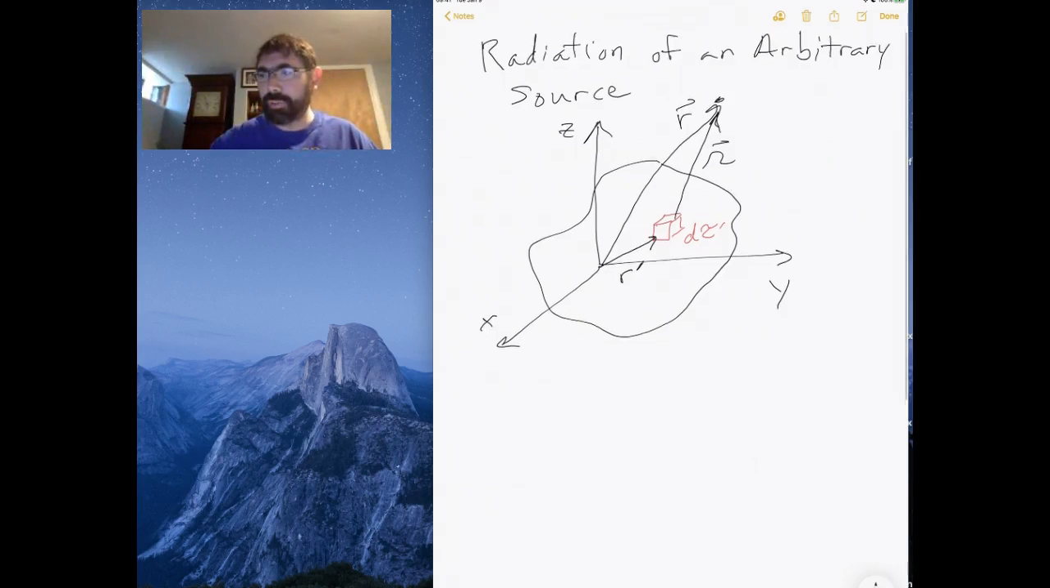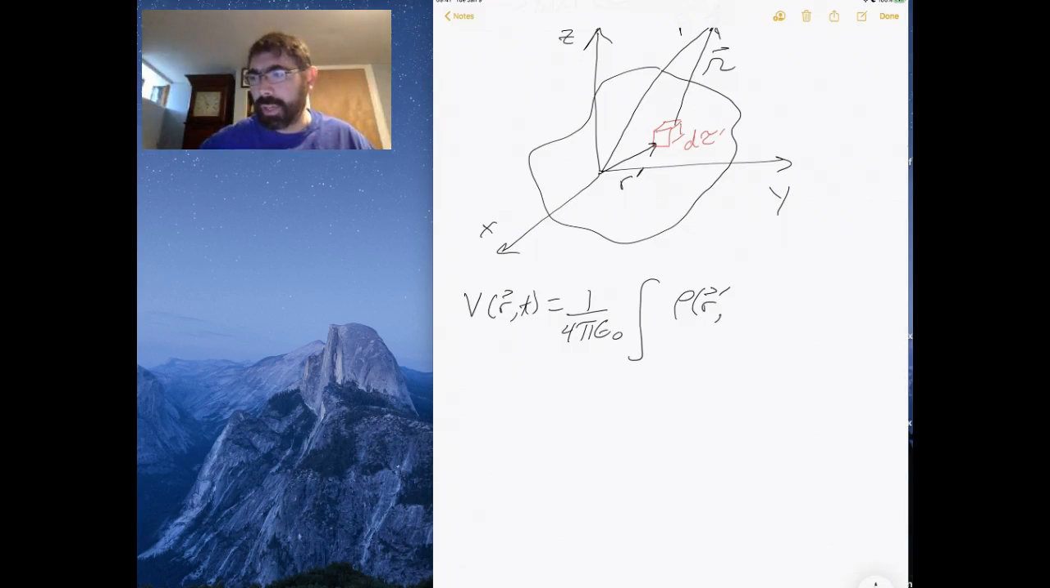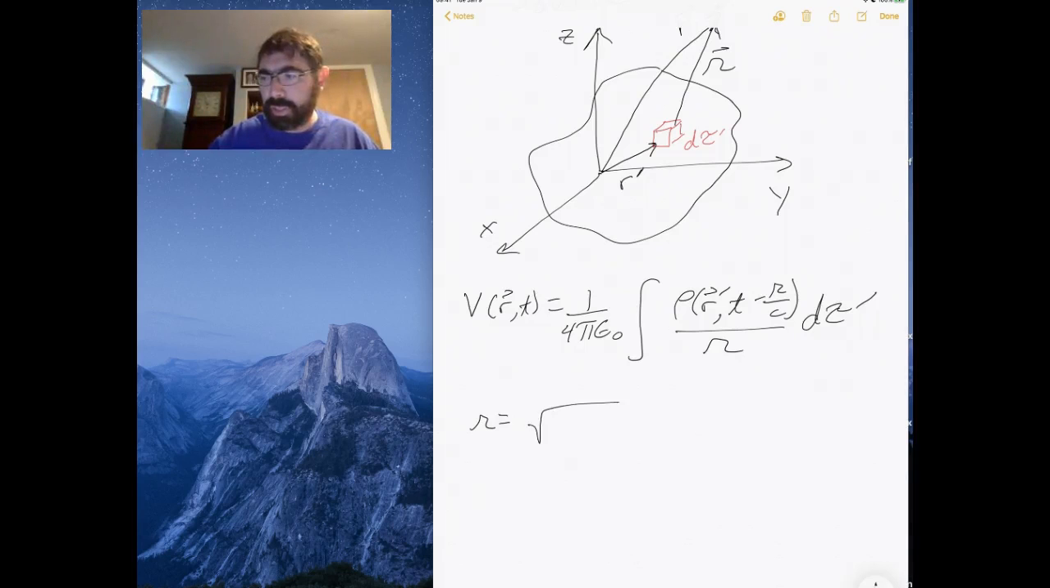Okay, so if we now write down the electric potential, which is now time dependent, we're just going to use our generalized form of a charge distribution at some location r prime at some retarded time, divided by the distance, integrated over the volume. We can use the law of cosines to say that script r is the square root of r squared plus r prime squared minus 2 r dot r prime.